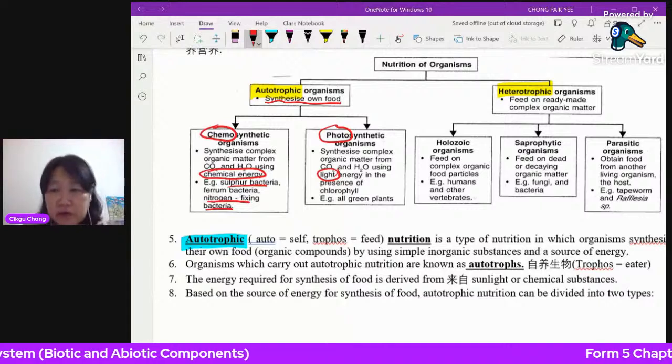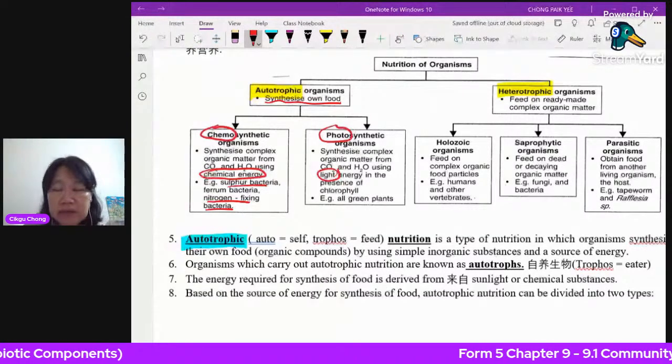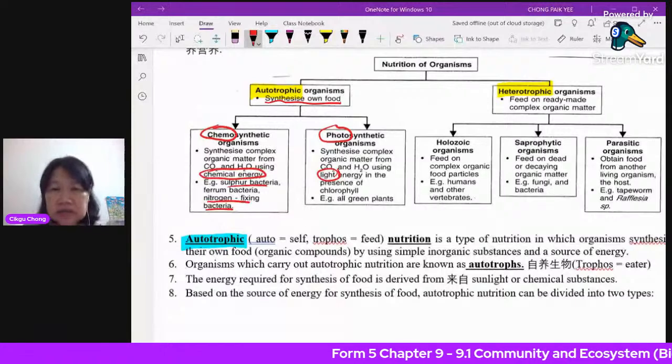Now, next one. I think this one you can read on your own. You can play back the video and read all these additional facts on your own.